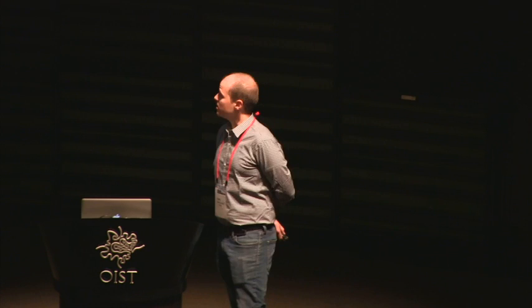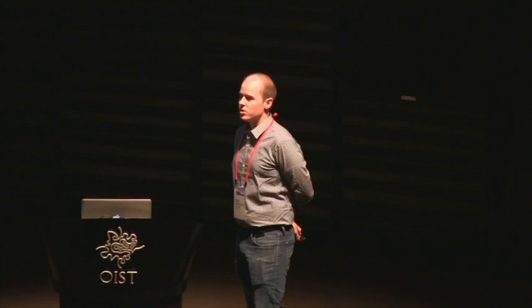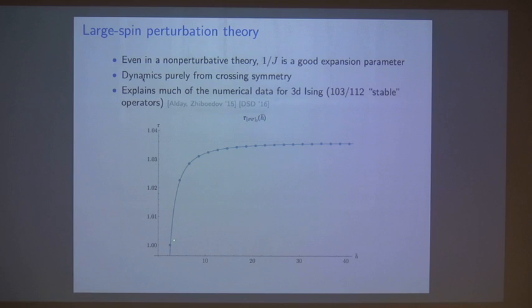So for example, in the 3D Ising CFT, we currently understand dimensions of about 112 operators in the theory. And of these 112 operators, almost all of them fall into families that are well described by large spin perturbation theory. This is an example. These are the lowest twist operators at each spin. Here, tau is the twist, which is dimension minus spin. And h bar you should think of as essentially being spin in this plot. The dots are numerical data. And the curve is computed using large spin perturbation theory.